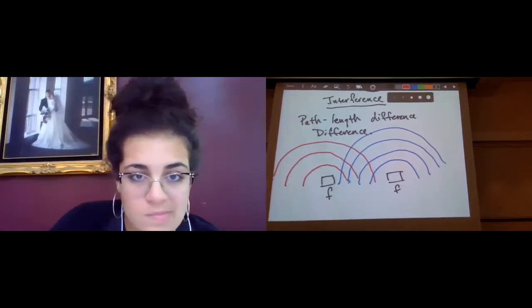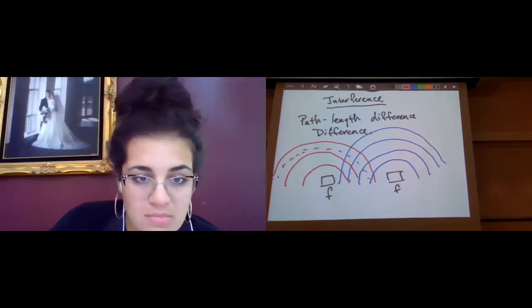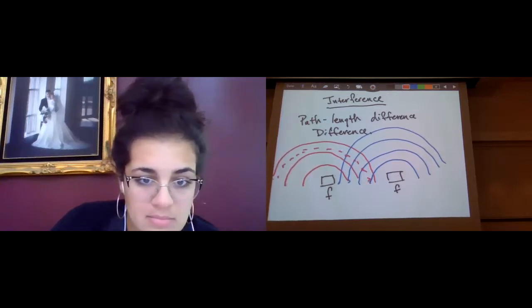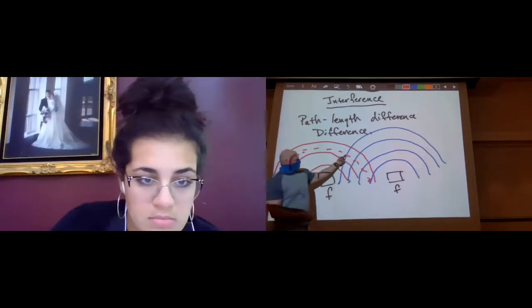Now, if I draw a dotted line, which is the location of out of phase, what it means is that this point here, this point here, this point here, and this point here will all then be locations of destructive interference. Which means if I was at this location, this one, or this one, I would hear nothing.